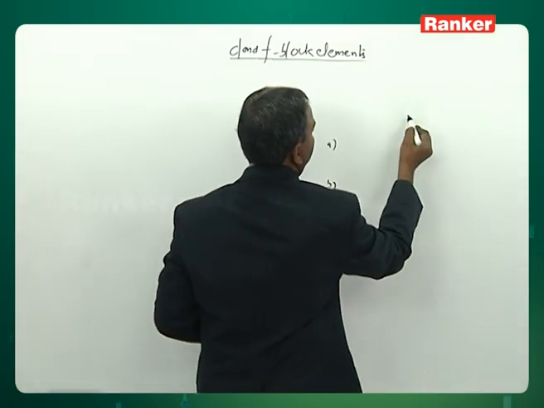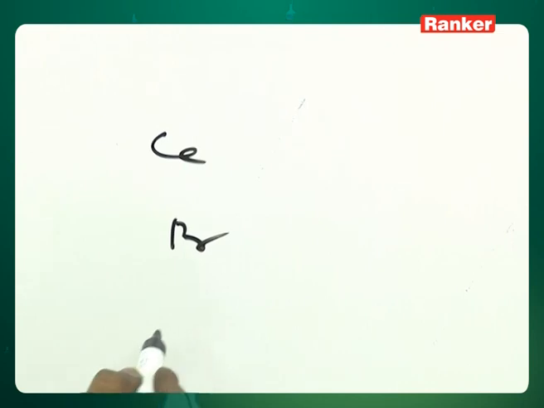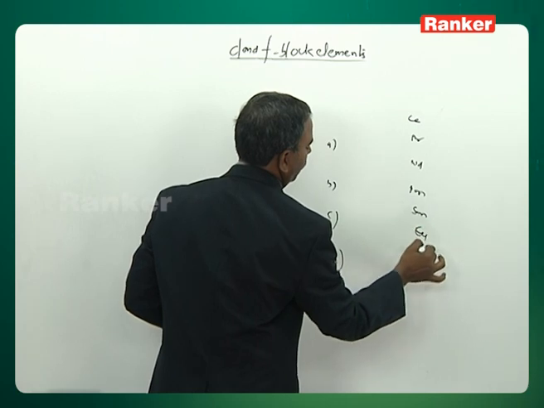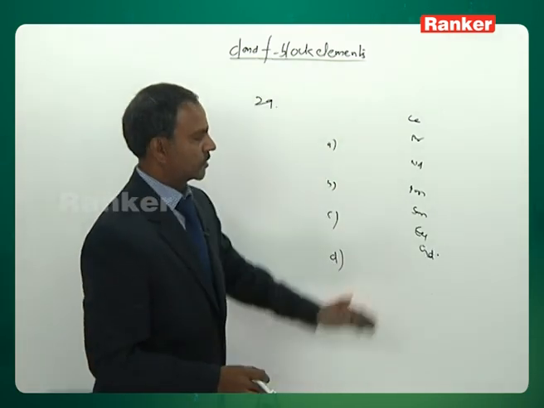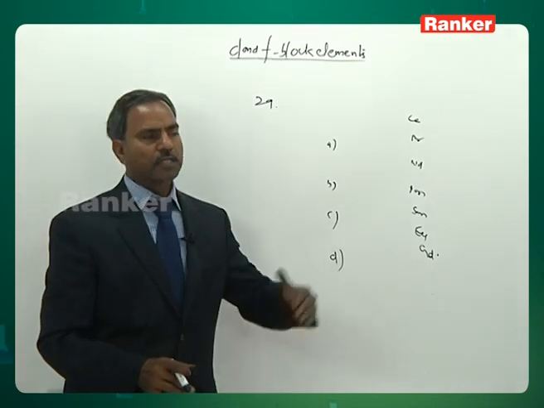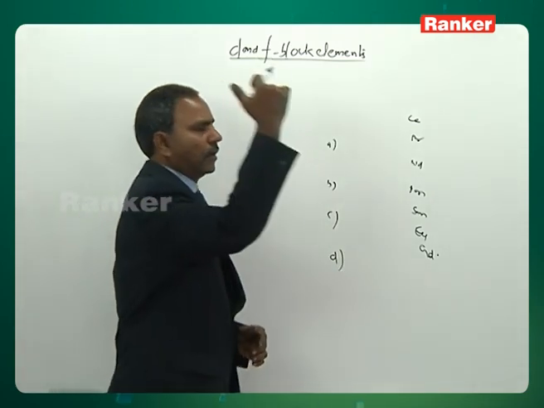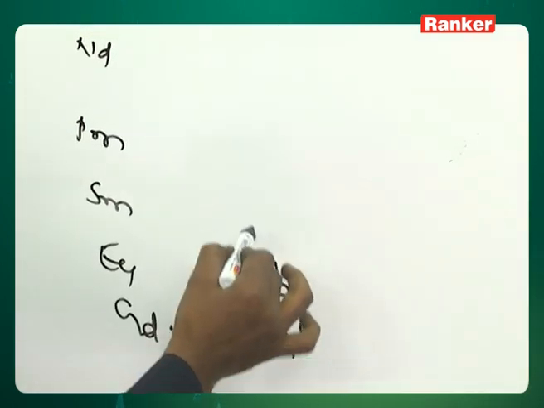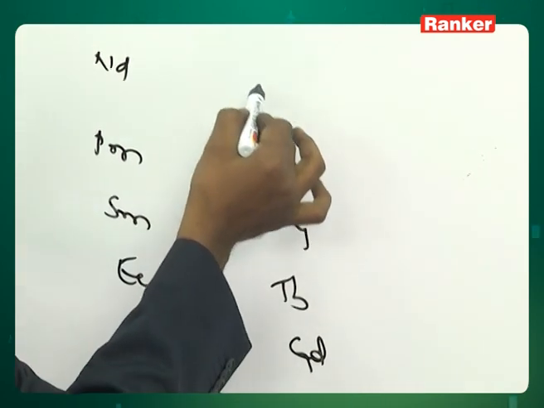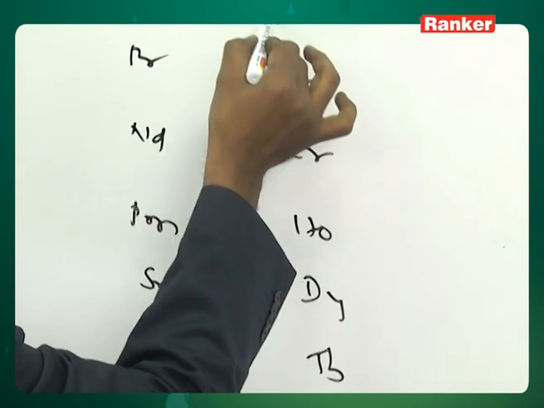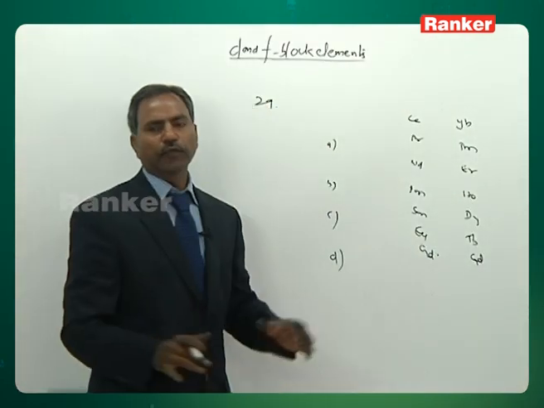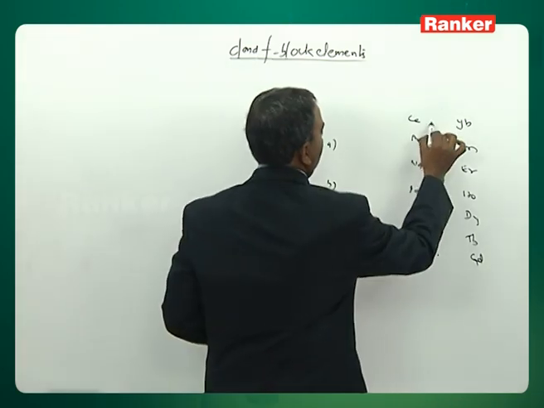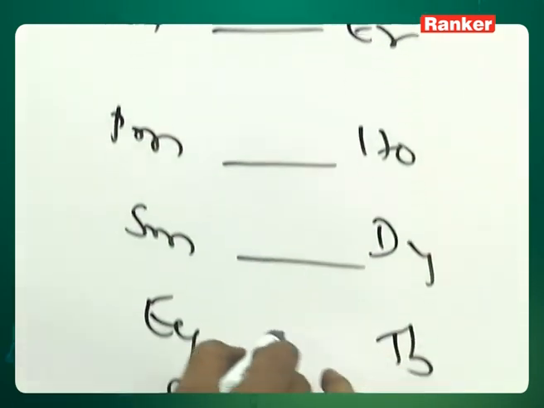Now, look here. Cerium, praseodymium, neodymium, promethium, samarium, europium, gadolinium. First write the first 7 elements of lanthanides. Start again with gadolinium up to the last element. Gadolinium, terbium, dysprosium, holmium, erbium, thulium, ytterbium. Like this, all the 14 lanthanides you have to make into 7 pairs.